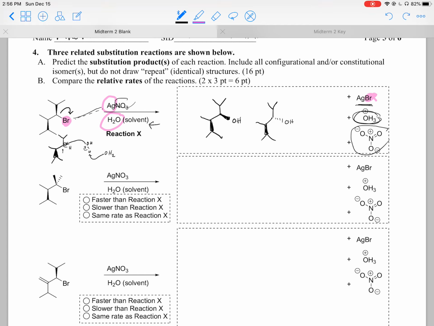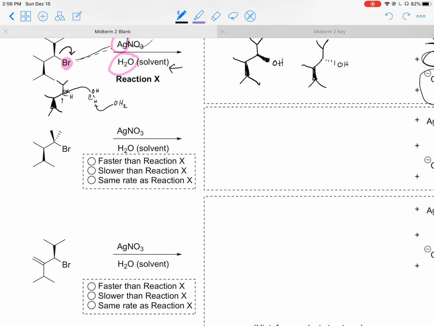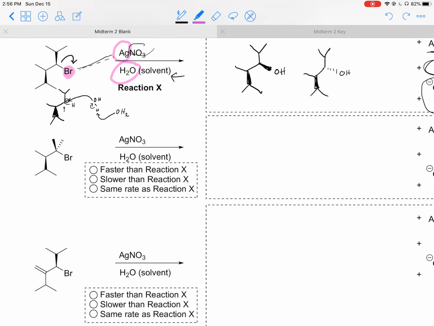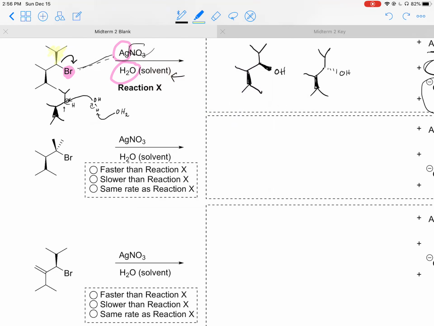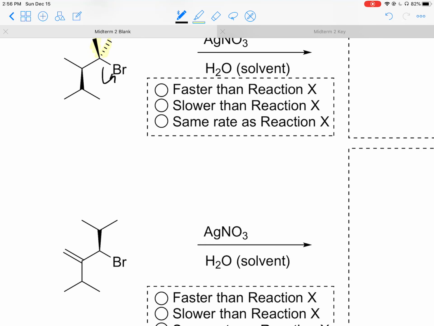Okay, so now we're looking at the next reaction. It's very, very similar, except instead of this isopropyl right here, we've got two methyl groups. Okay, so it's the same kind of thing. We have a protic solvent, we have the silver nitrate that the bromine is attracted to. So we are going to have the carbocation intermediate. So this is going to be our intermediate step.